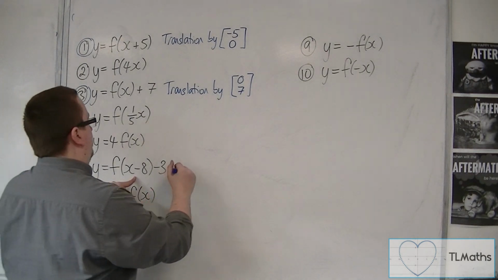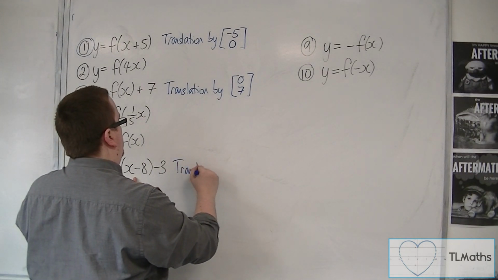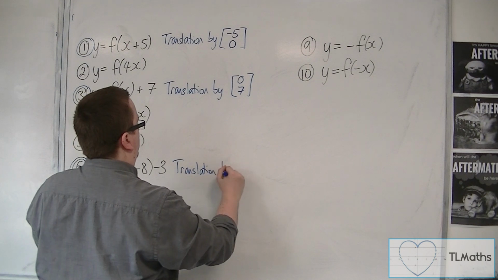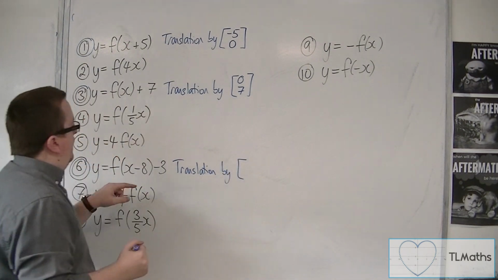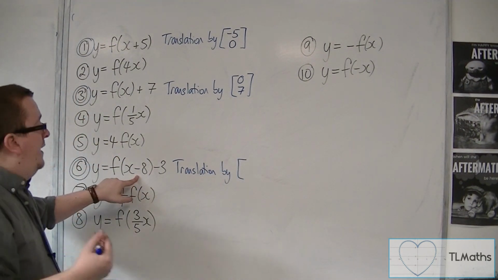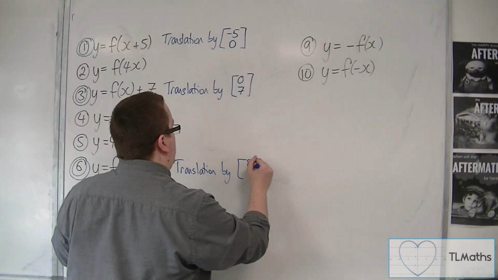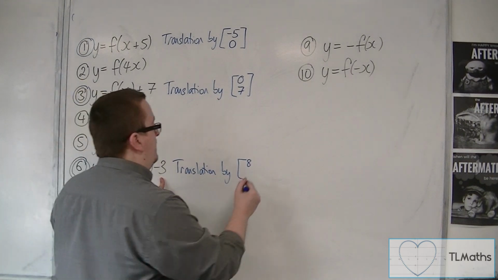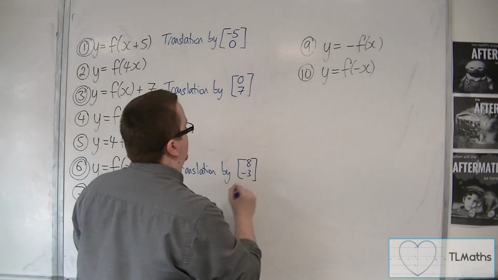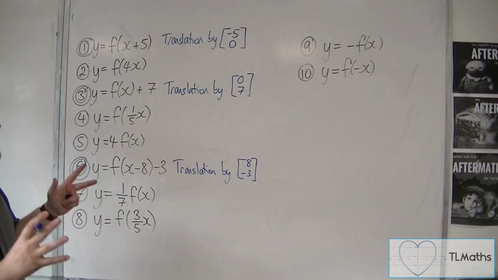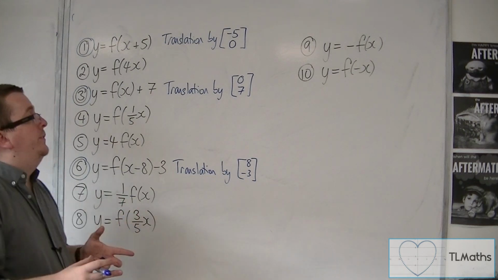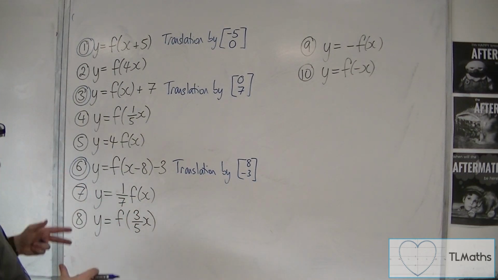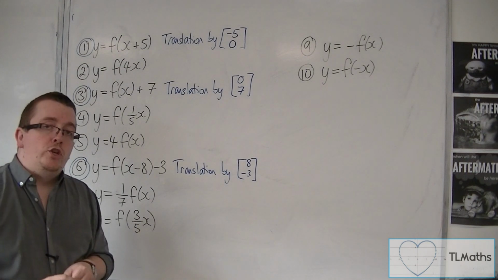Number 6, we've identified as a translation. Now, x has been replaced with x minus 8, and so we've translated 8 units to the right. And minus 3 is outside the bracket, and so we've translated 3 down. Okay, so those are the 3 translations. The remainder then must be stretches.